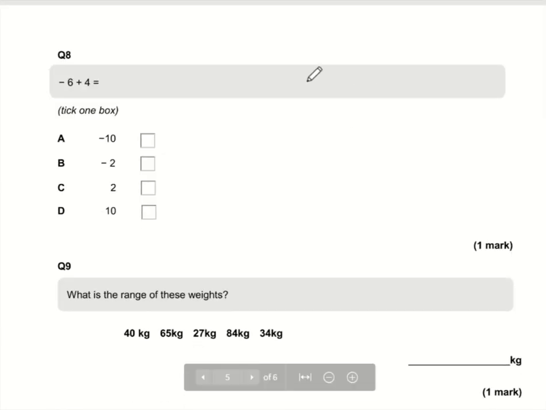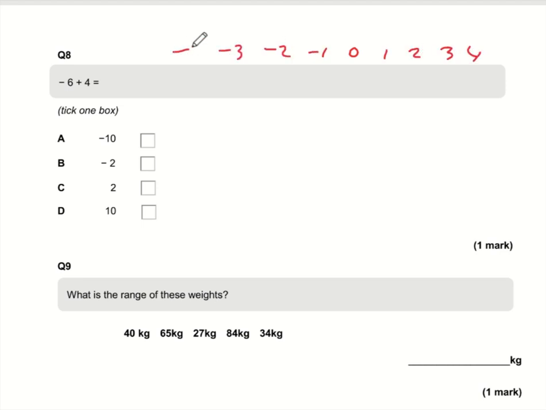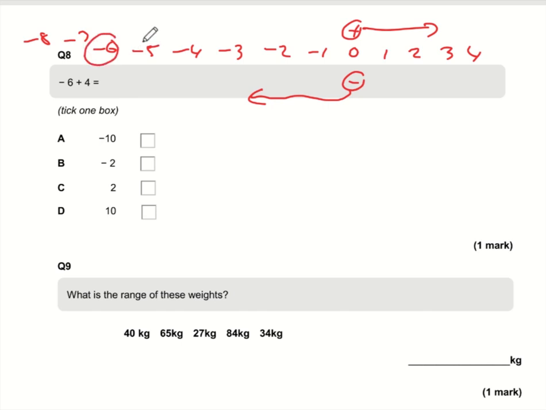Okay, minus 6 plus 4, let's just do a number line. So 0, 1, 2, 3, 4, minus 1, minus 2, minus 3, minus 4, minus 5, minus 6, minus 7, minus 8. So we know that if we're adding, we're going this way up the number line, and if we're subtracting, we are going down this way. So we're starting at negative 6 and we are adding 4. So 1, 2, 3, 4 takes us to negative 2.